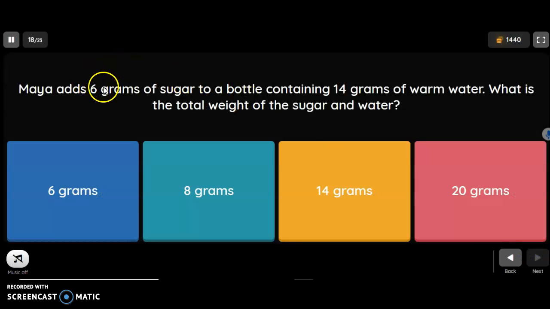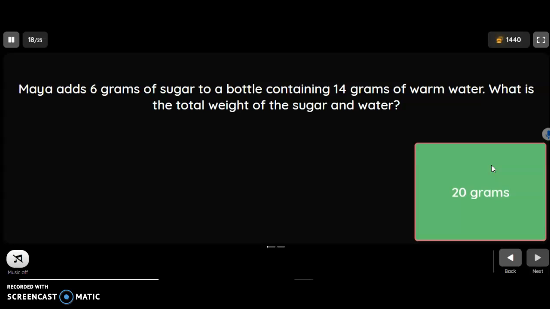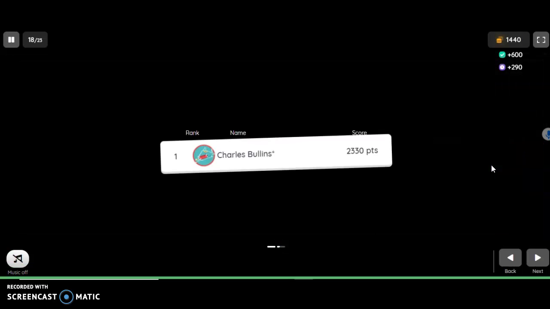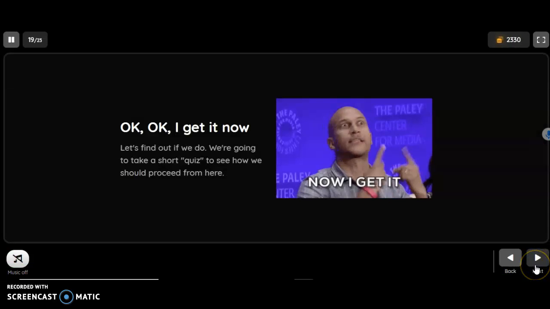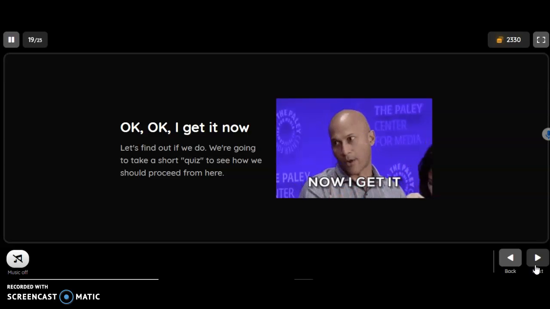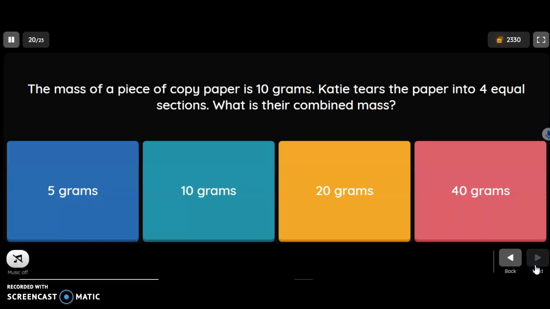So Maya adds 6 grams of sugar to a bottle containing 14 grams of water. 6 plus 14 is 20. Certainly it can't be that easy, Mr. B. It is that easy. And we learned that in class today, that it is. And it was at this point that we said, all right, okay. If you're telling me it's easy, then I get it. I get it now. This is easy. Let's keep on rolling. So we did a very quick quiz to see if people understood everything.